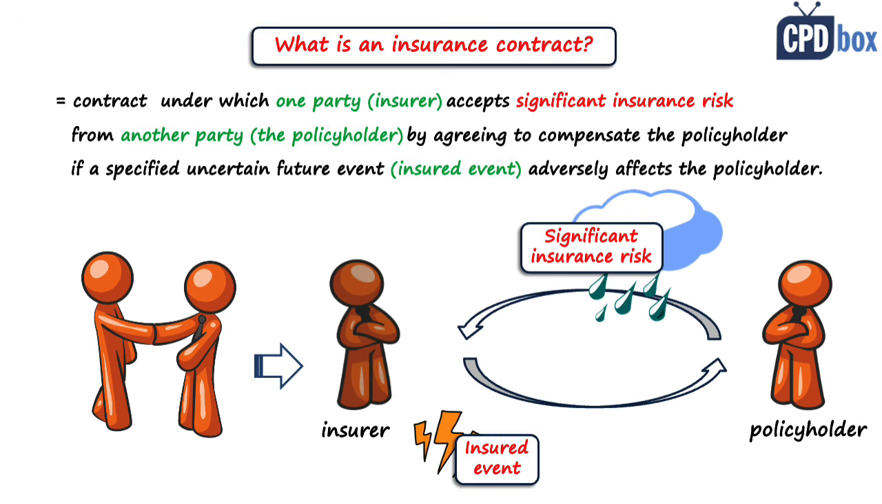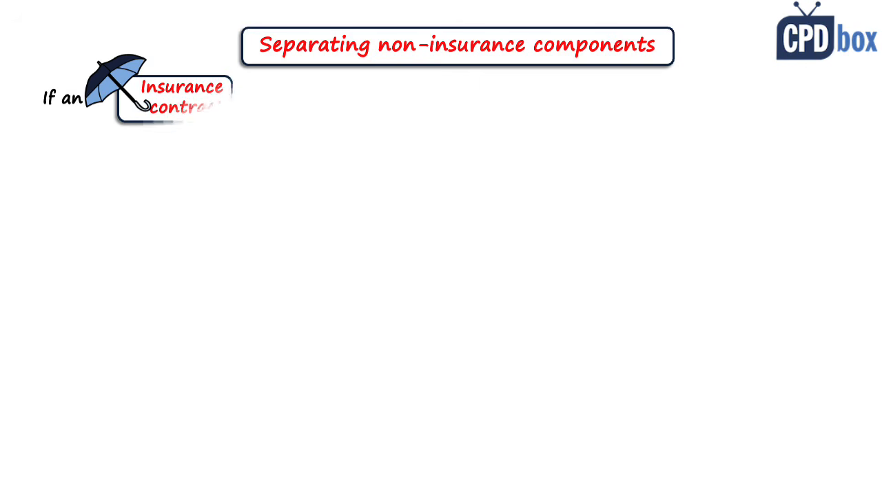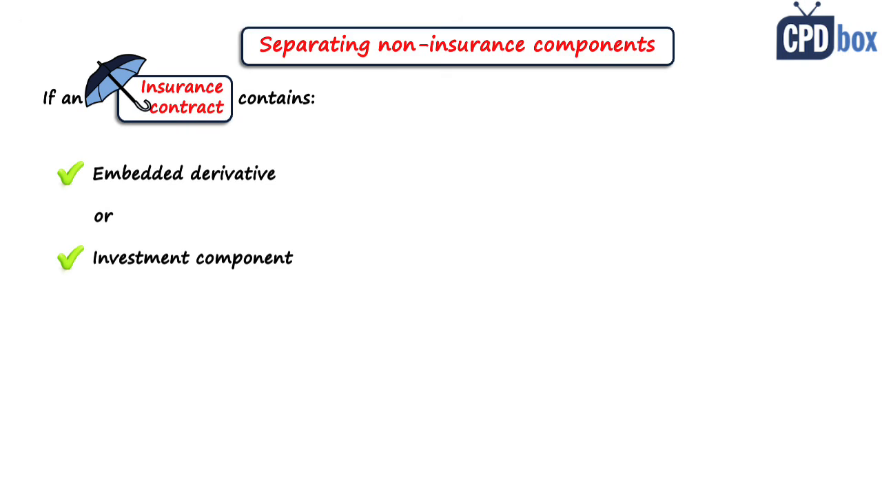Then when there is an insured event happening, like huge storms with floods, the policyholder gets compensation from the insurance company. So it is a risk, not certainty. And then IFRS 17 offers an extensive guidance on the individual components of that definition, like the insurance risk and so on. It often happens that the insurance contract contains something else on top of the insurance, and that something can be embedded derivative or investment component or distinct goods or services.